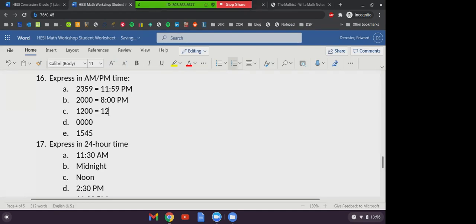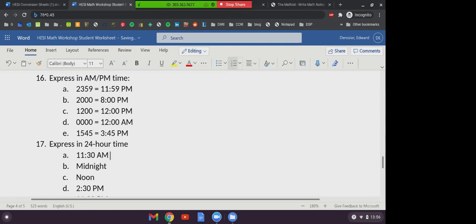This would be 12 p.m. This would be 12 a.m. or midnight, right? And this would be 3:45 p.m. Okay, so if it's after 12, you just subtract 12 from the hours. If it's before 12, you keep it the same.